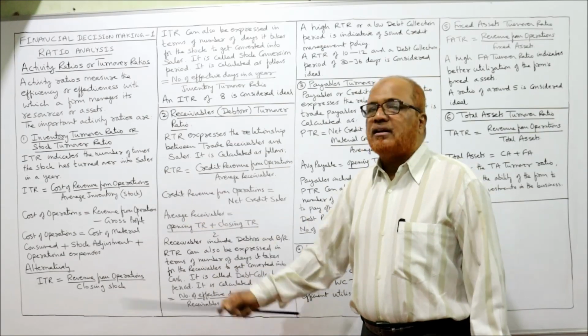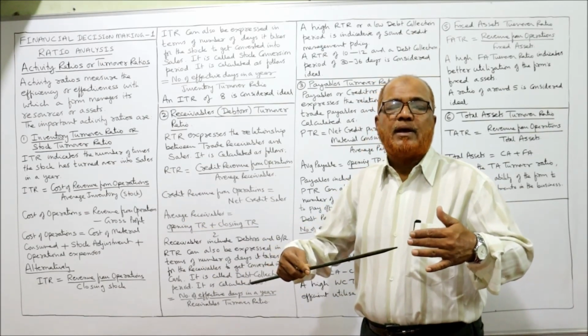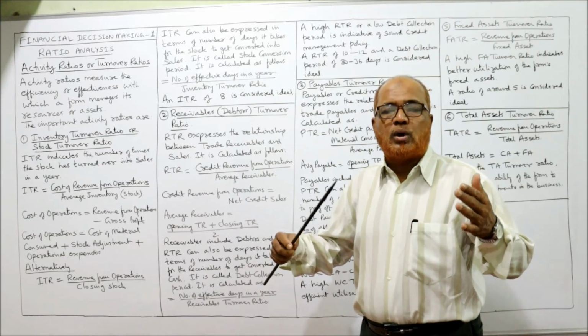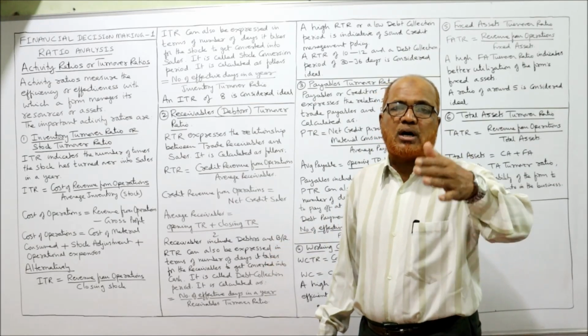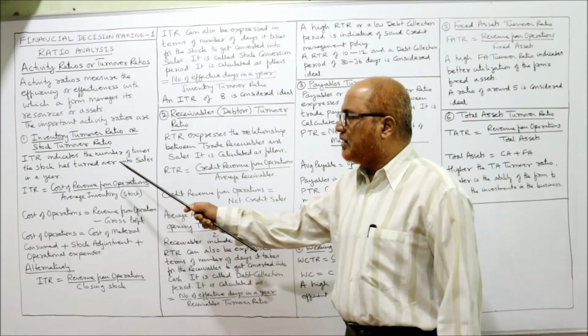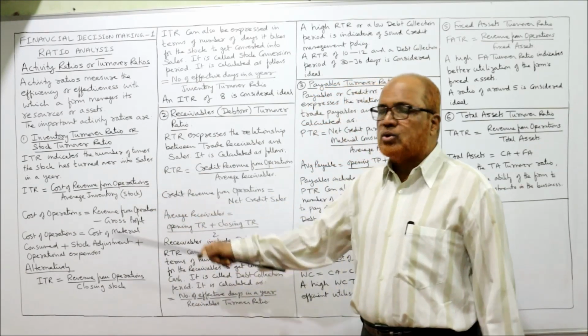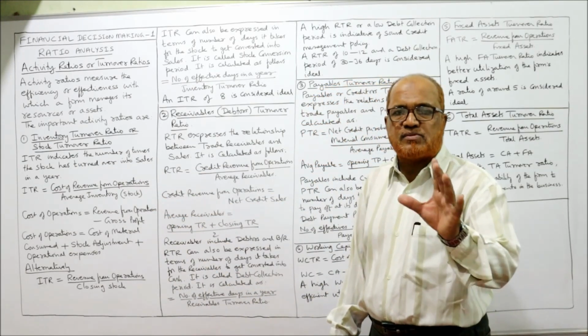So this inventory turnover ratio shows how many times in a year the business can convert their stock into sales. That is the meaning of the term inventory turnover ratio. It indicates the number of times the stock has turned over into sales in a year. That is the specific meaning.